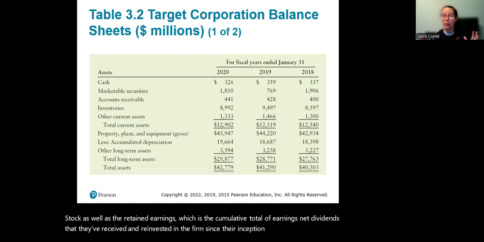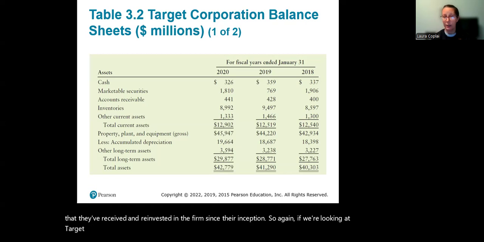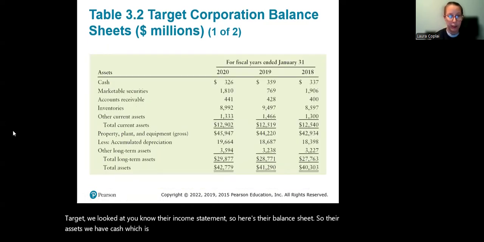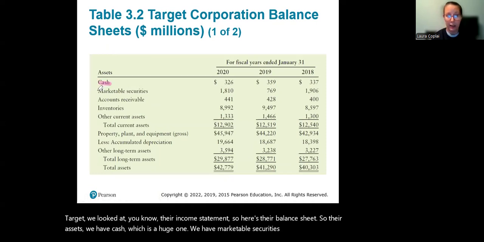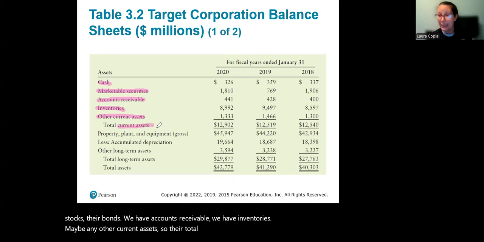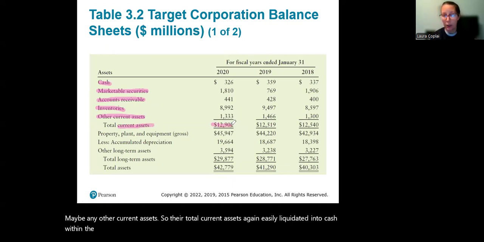So again, if we're looking at Target, we looked at their income statement. So here's their balance sheet. So their assets. We have cash, which is a huge one. We have marketable securities, which again are their stocks, their bonds. We have accounts receivable. We have inventories, maybe any other current assets. So their total current assets, again, easily liquidated into cash within the year. We can see here in 2020 was 12.9, 2019 was 12.5, and then again in 2018 was also 12.5.